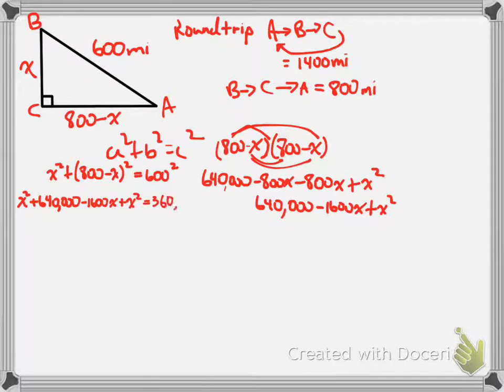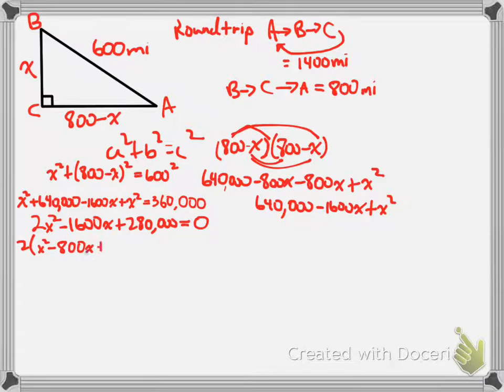You can already see that the x squareds on the left side will combine, so that's 2x squared. Negative 1600x comes next, and I'm going to move the 360,000 to the left side. When I do that by subtraction, I get 280,000 equals 0. From here, you're going to see me divide out a common factor of 2, just because it's always best to make sure that your first term, x squared, has a coefficient of 1. That way you don't have to worry about big numbers like 1,600 and 280,000. Even when we divide by 2, you're going to see 1,600 become 800 and 280,000 become 140,000. Much easier to work with.